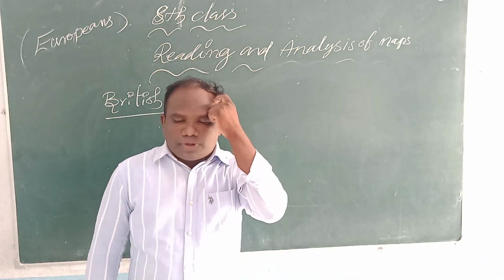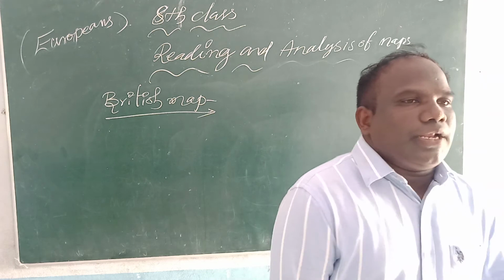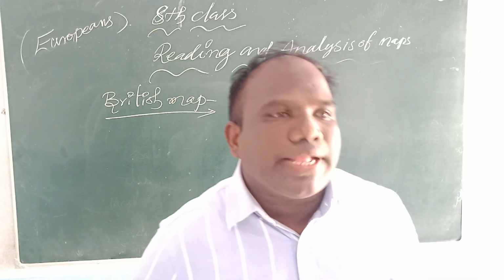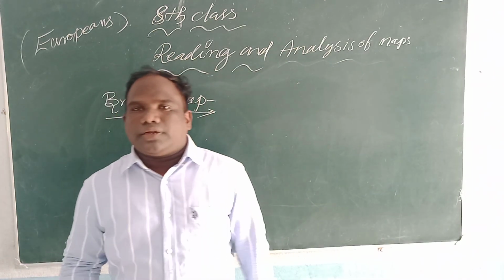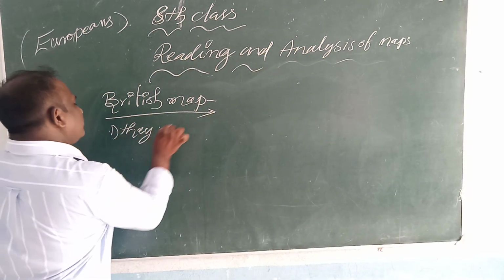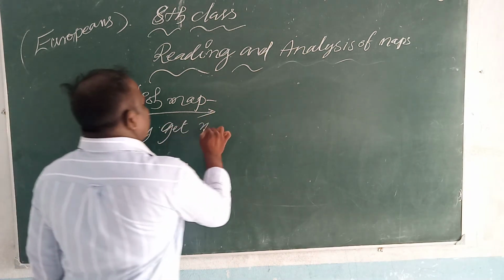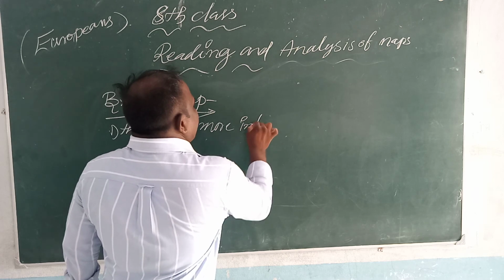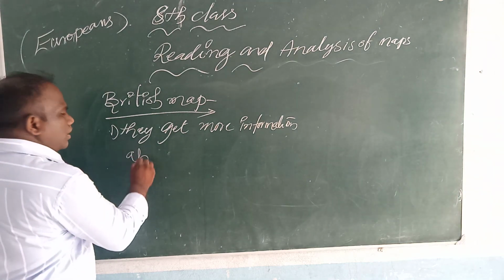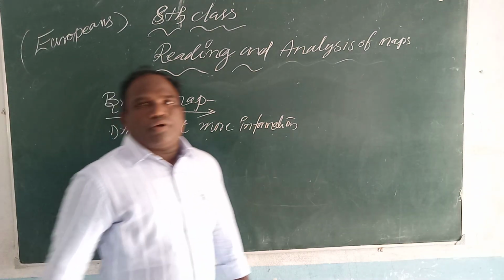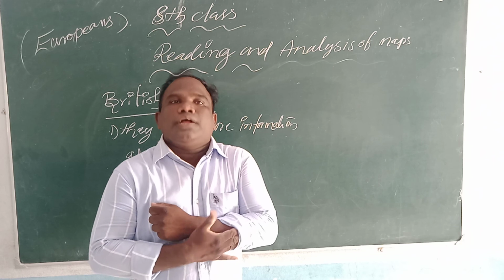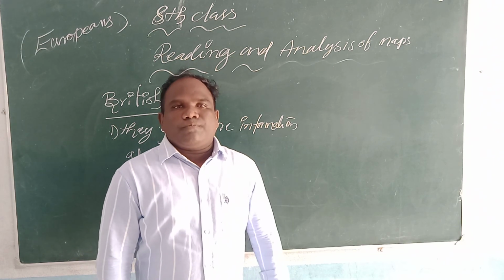This map gives more information about their colonies. Actually, the Britishers conquered many places, so they got more information about their colonies. So children, tomorrow we will discuss the British map and other agency maps. Thank you very much.